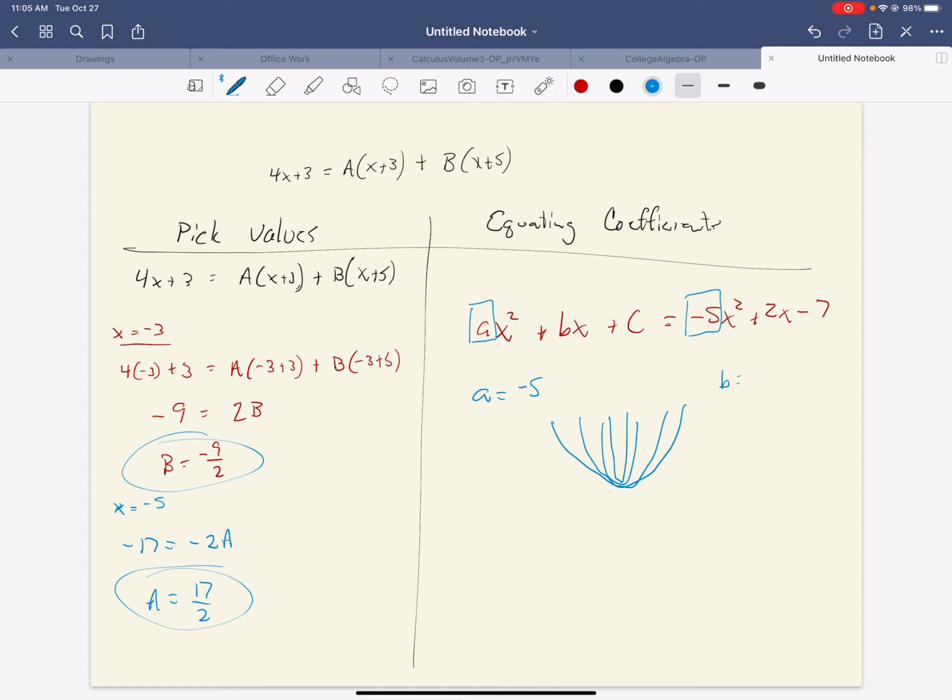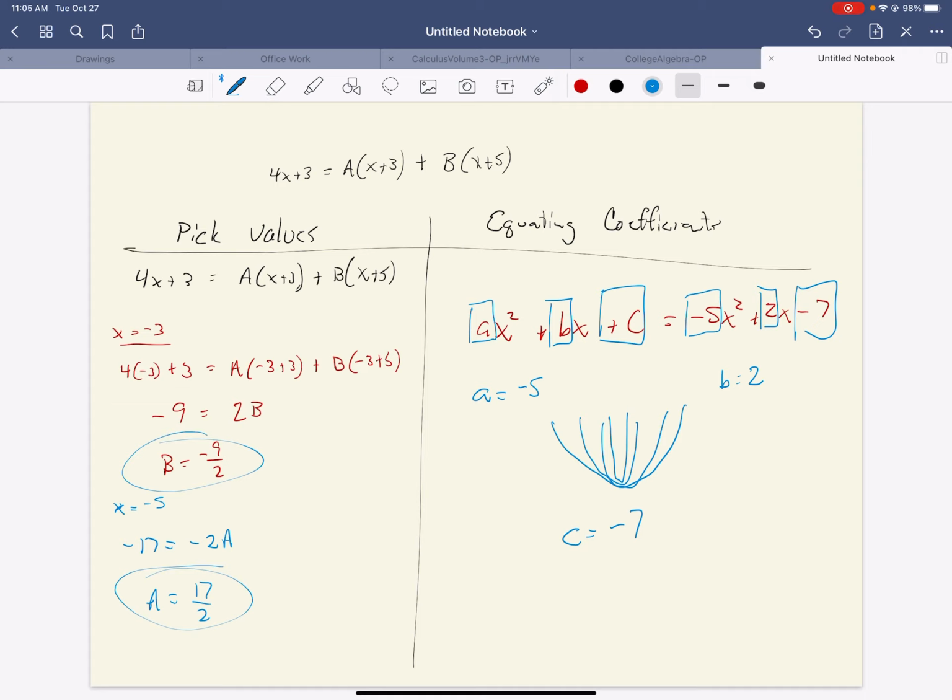Then what would b have to be? Well, here's a b, and it's in front of the x, and there's a 2 in front of the x on that side. So I guess if b would be 2, they would be the same. And then finally, what would c have to be? Well, here I see c is a constant, and I see that negative 7 is a constant on that side. And so c would have to be negative 7.